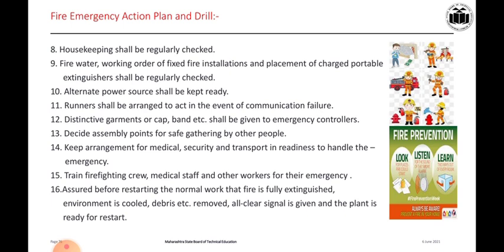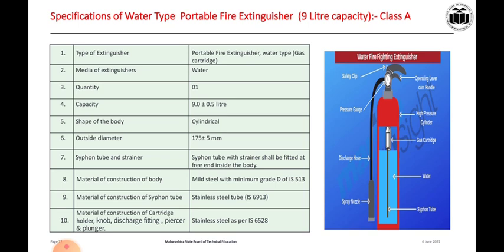So whatever the moves or action plan and drill must be there, which is shown on the right side of the screen. Then specification of water type portable fire extinguishers. Type of extinguisher: portable fire extinguisher, water type, gas cartridge. Media of extinguisher is water, quantity 1, capacity 9.0 plus minus 0.5 liter, shape of the body cylindrical, outside diameter 175 plus minus 5 mm, siphon tube and strainer.